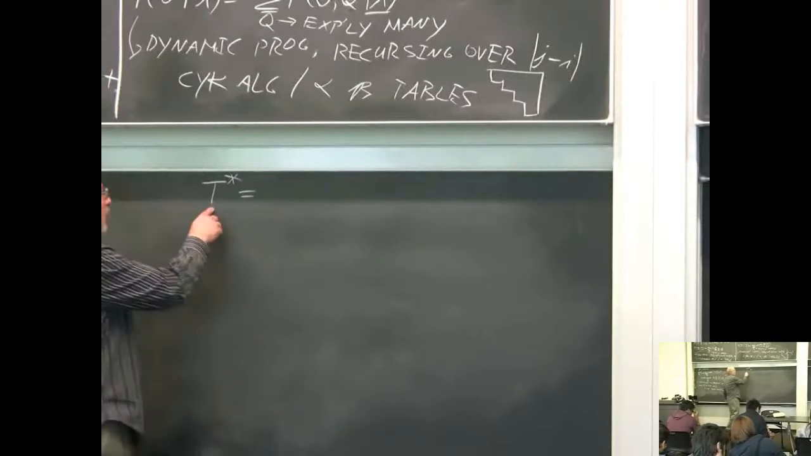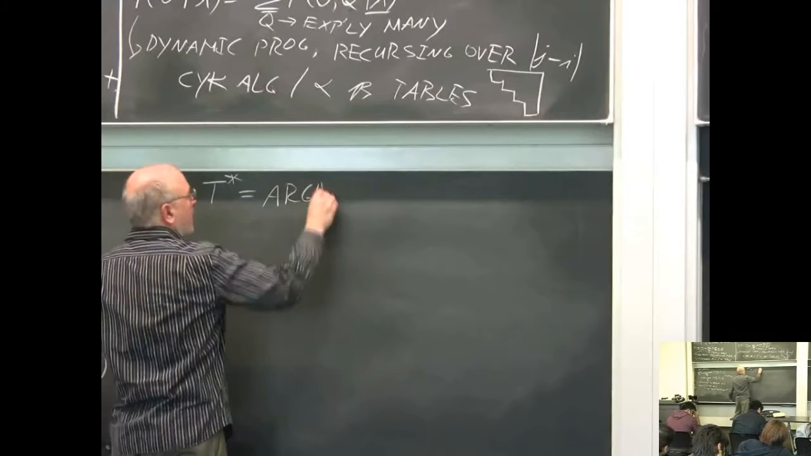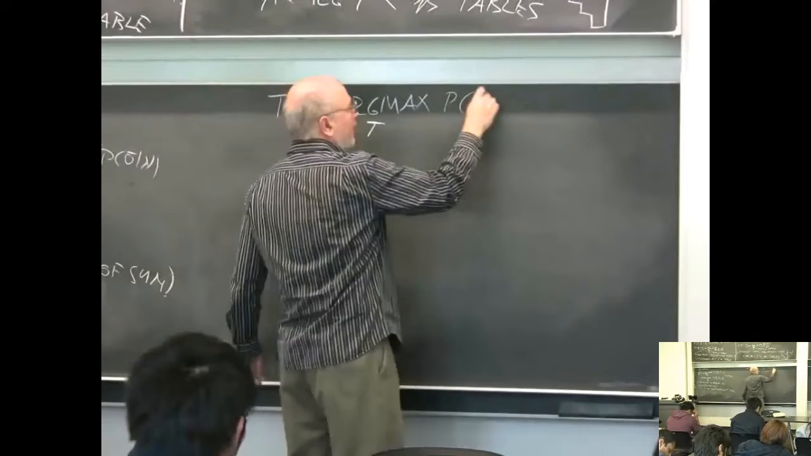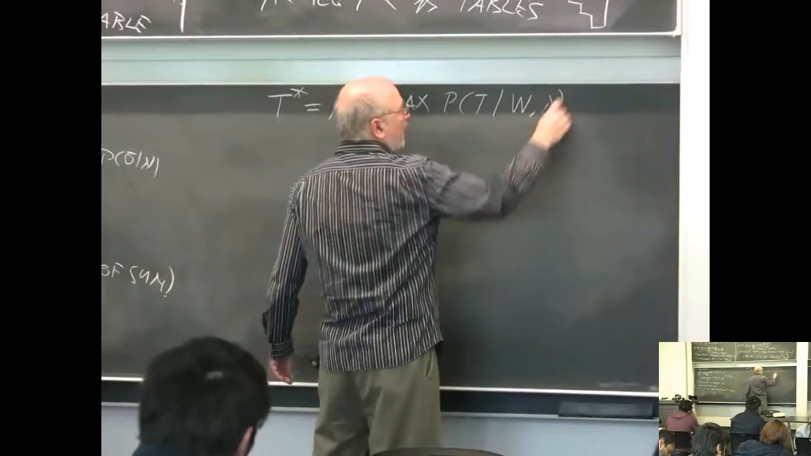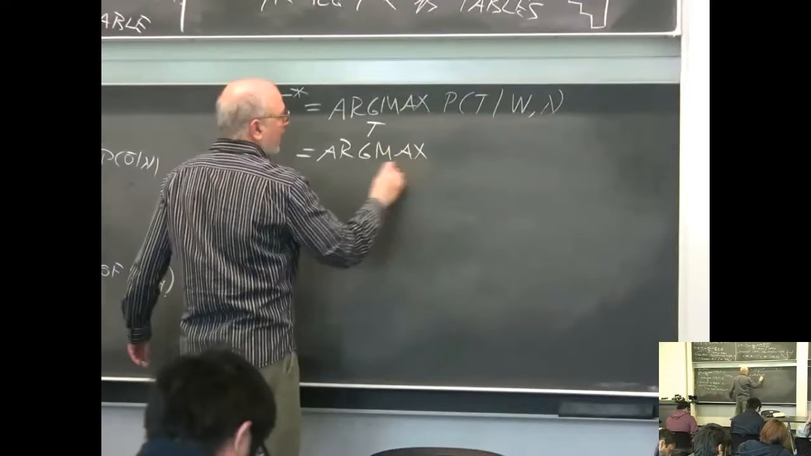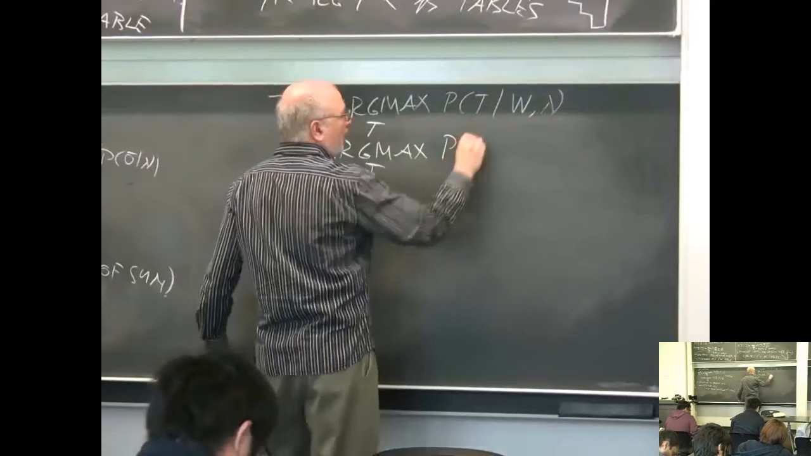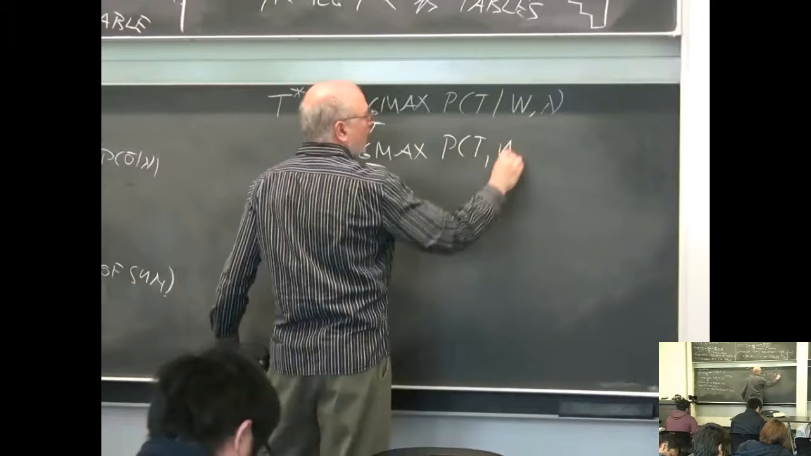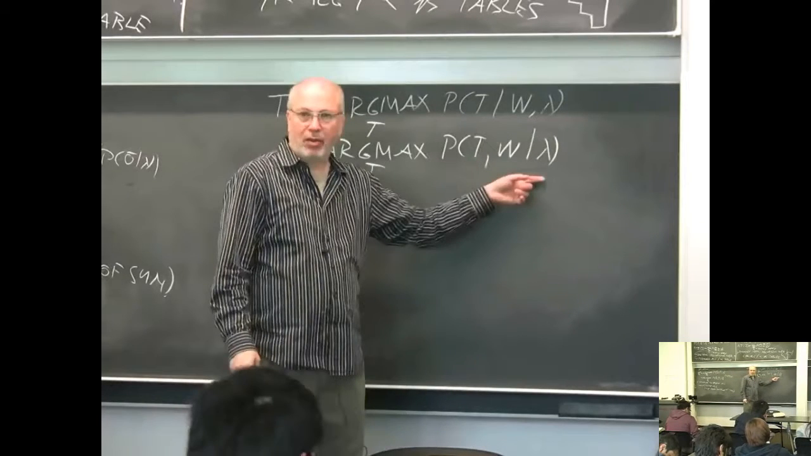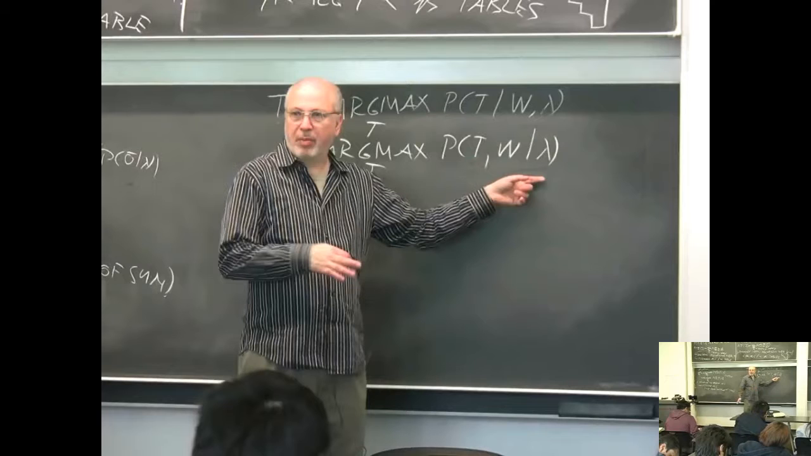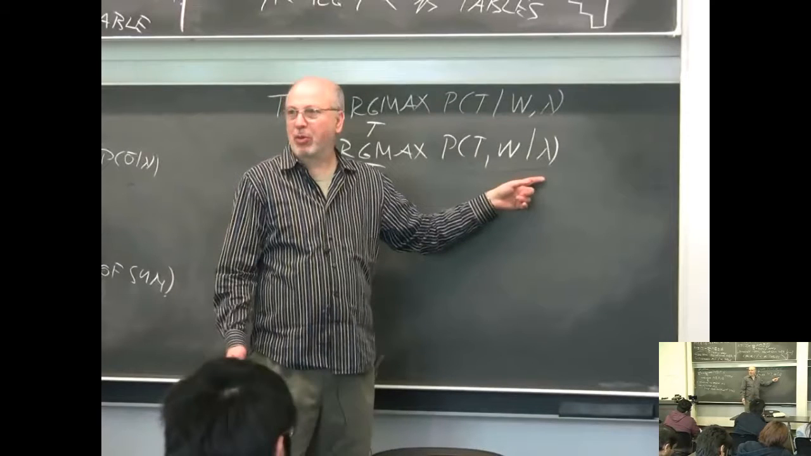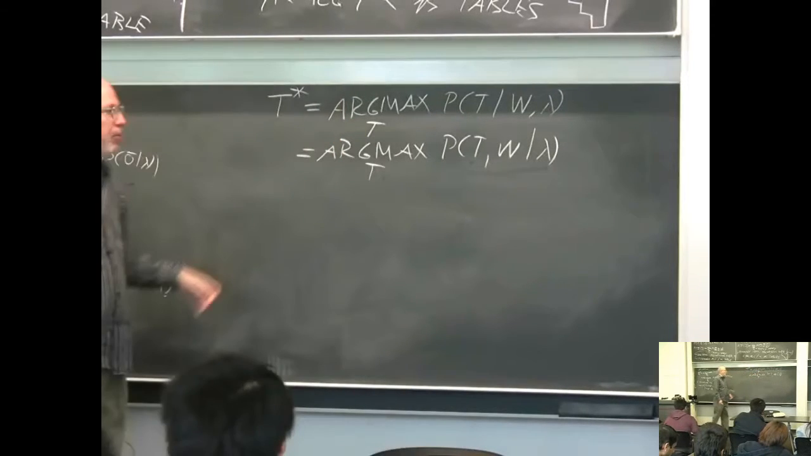So the winning tree is the one that maximizes over all possible trees the posterior likelihood of that tree given the observed word sequence in the model, which, using the same trick as we used over there, is the argmax over all trees of T and the word given the model. And again, for any particular tree, this is easy to calculate. It's just a bunch of multiplications. But the problem is, how do you calculate it for all possible trees? There are way too many of them. And the answer is, again, dynamic programming.